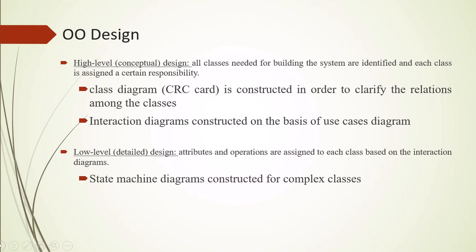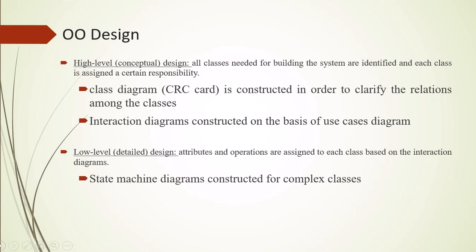All the classes needed for building the system are identified and each class is assigned a certain responsibility. Components are nothing but classes, or classes are mapped to the components. Normally one component consists of a single class, but it is not necessary. A component can comprise more than one class.